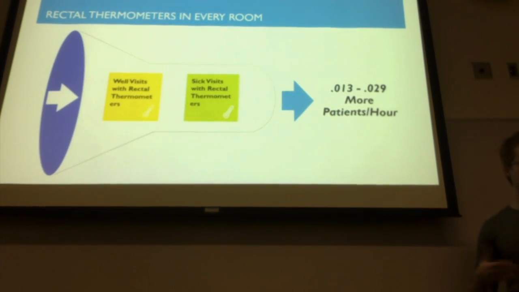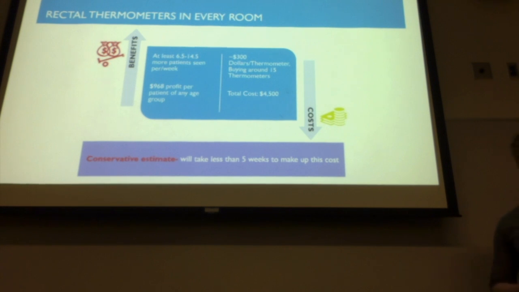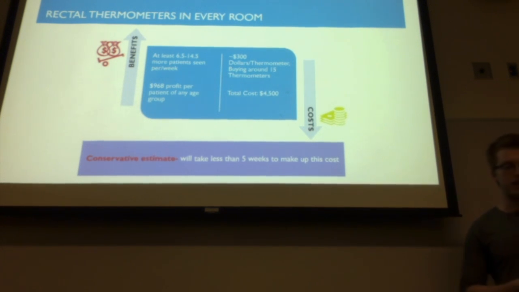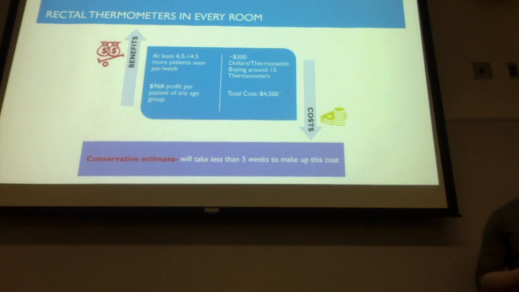Looking at this in the total system effect, it would only apply to those patients young enough that they need to use a rectal thermometer, and these would apply to both well visits and sick visits. The total system throughput increase would be between 0.013 and 0.029, which seems very small. This next slide illustrates the impact that even a throughput increase that small can have. If you look at the cost of these thermometers, if you have to buy about 15 to fill the rooms that currently don't have rectal thermometers, even if they are $300 per rectal thermometer, that cost comes out to $4,500, and those are including the most expensive rectal thermometers that we could actually find.